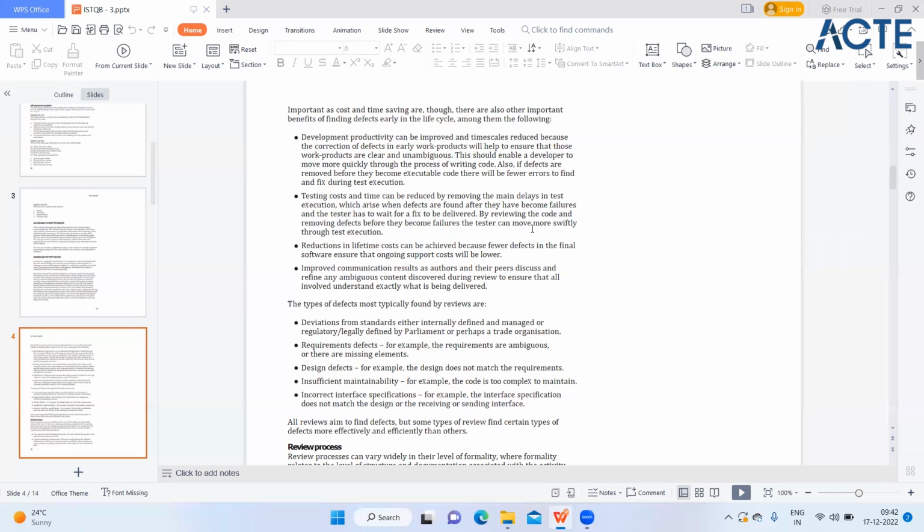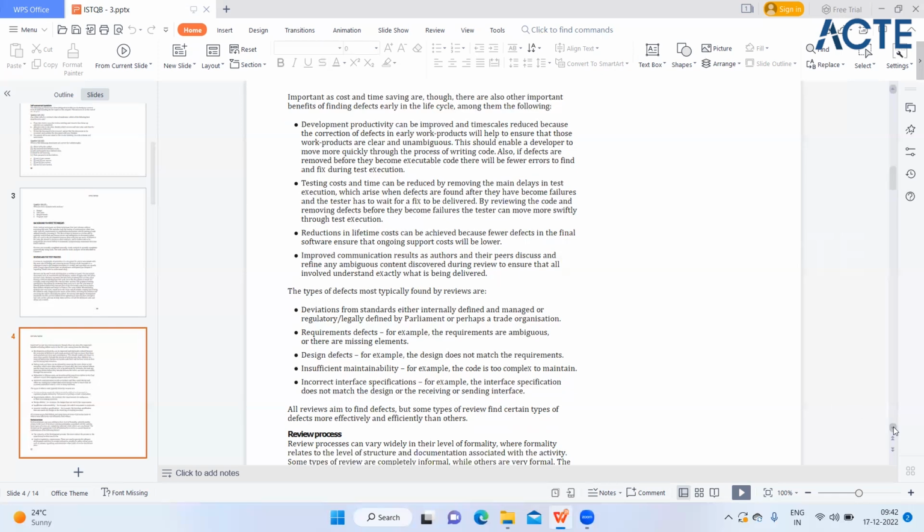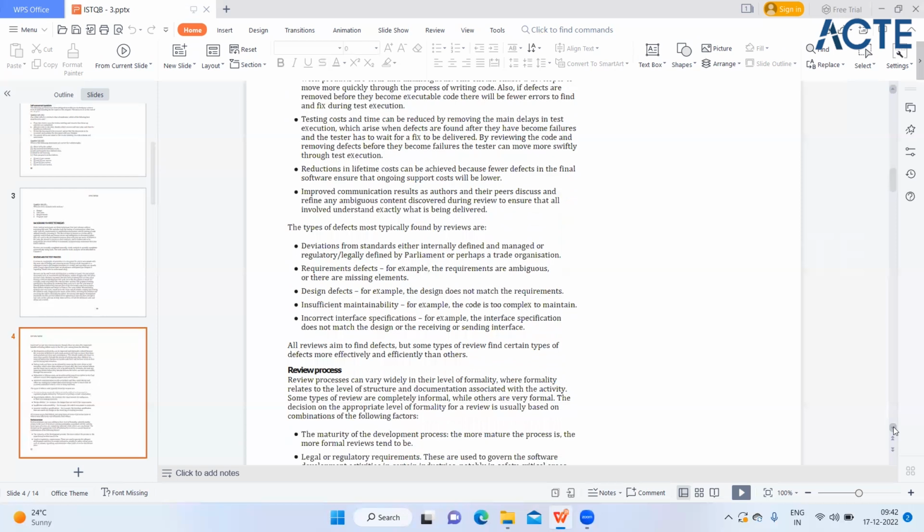Now, by reviewing the code and removing defects before they become failures, the tester can move more swiftly through test execution. Reduction in time, lifetime cost can be achieved because fewer defects in the final software ensure that ongoing software support cost will be lower. So that's the same thing. It will save the cost as well, because we'll find defects in the starting stage.